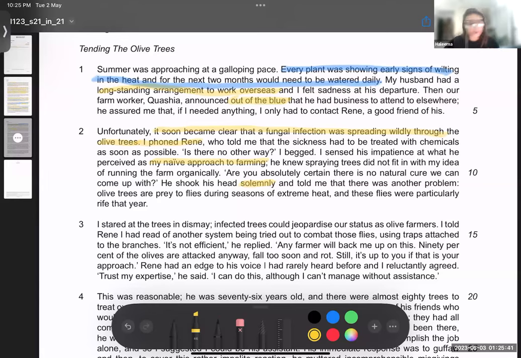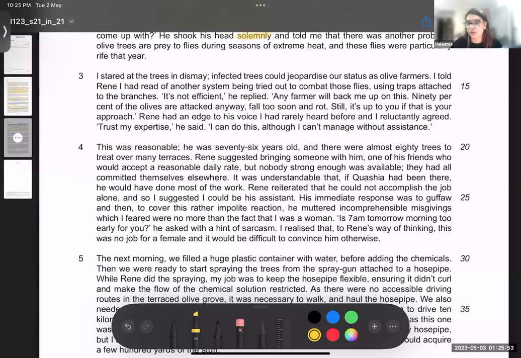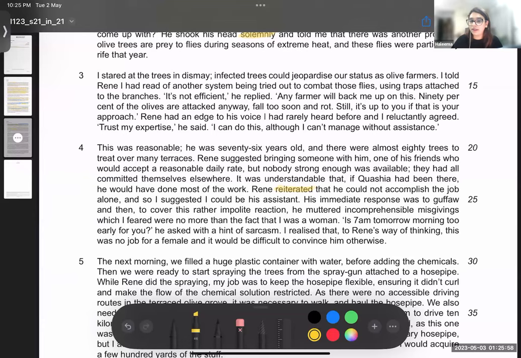Okay. Let's look at the next question. It says reiterated in line 24. So Renee reiterated that he could not accomplish the job alone. If this is a word you don't know the meaning of, I don't know what reiterated means, my options are complained, regretted, exclaimed, or repeated. It says that Renee reiterated that he could not accomplish the job alone, and so I suggested I could be his assistant. So they're talking about a problem, and to a solution to that problem, this person says that I can be your assistant.